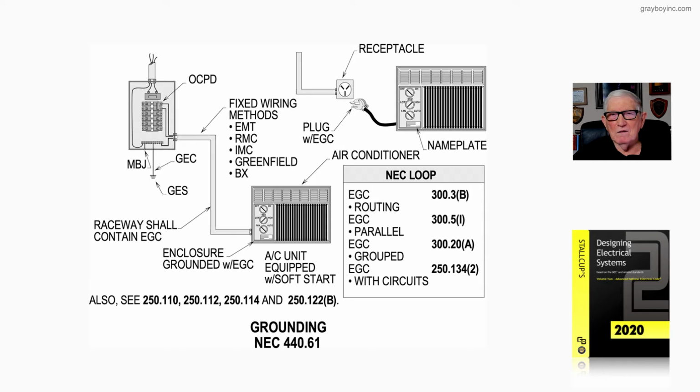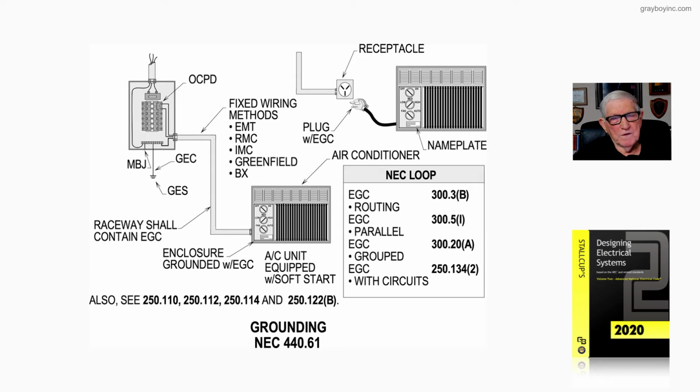If you had a parallel system with an equipment ground, 300.5(I). If you had a grouping requirement that you'd want to apply, which you would have to do, 300.20(A). The equipment ground routed now with these other circuits, 250.134(B), as well as I'd also look at 250.136 for some additional information. Now, other sections that I list, you could just review if you really want to study it in depth.